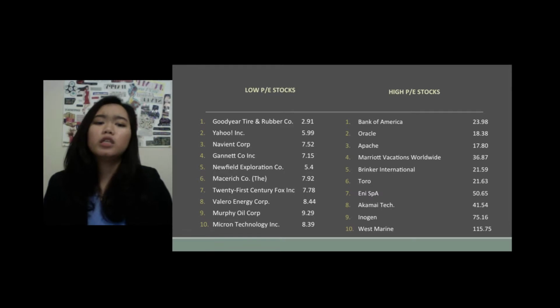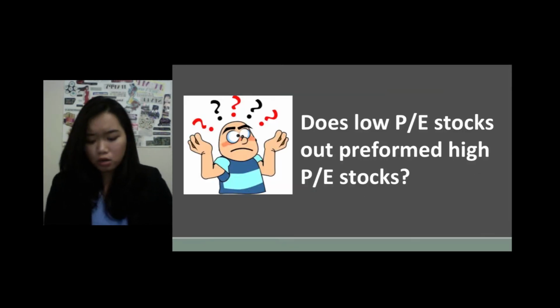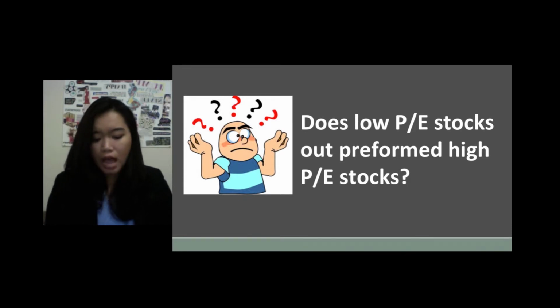So my question is, does the low PE stock outperform the high PE stock? Well, according to yahoofinance.com, they say stock market profits are made in the buying, meaning that the price you pay for growth is as important, if not more important, than the price you sell for.